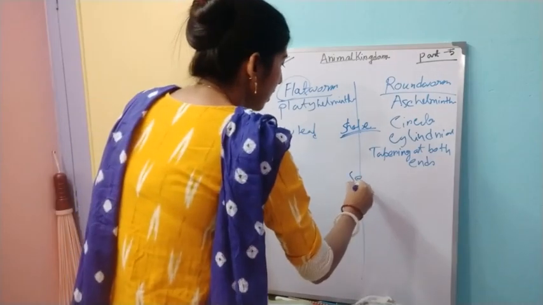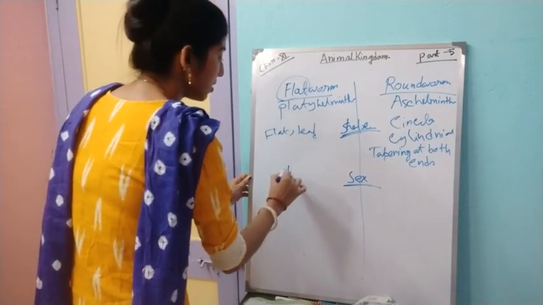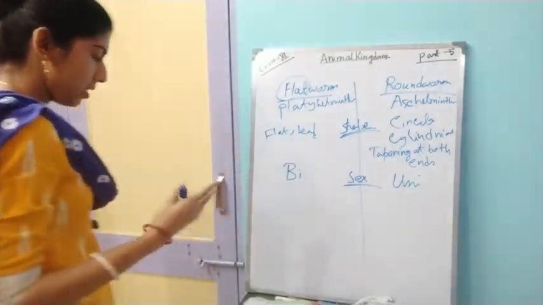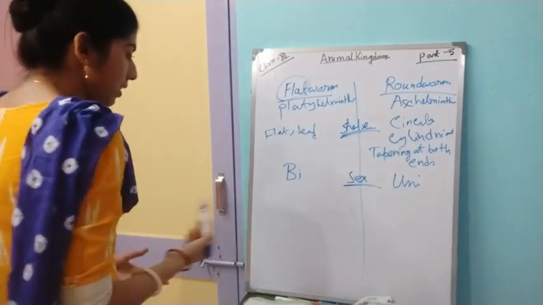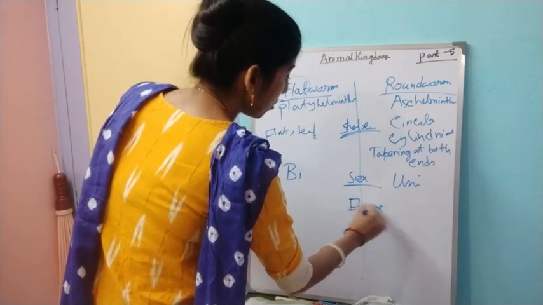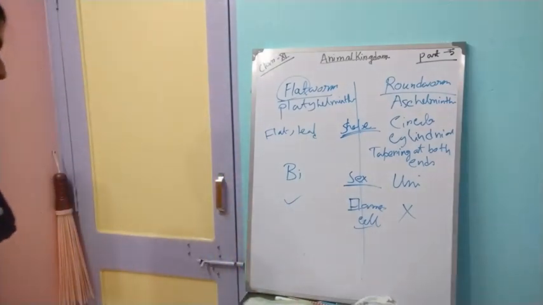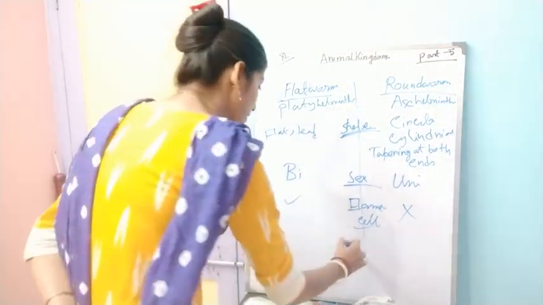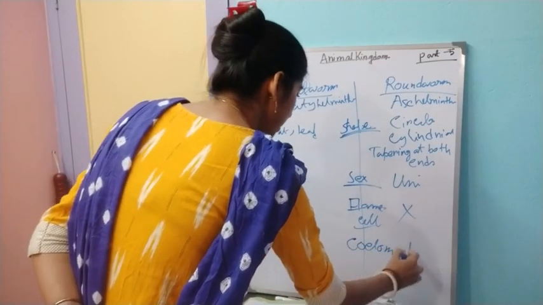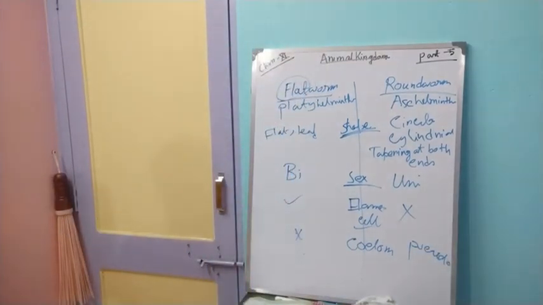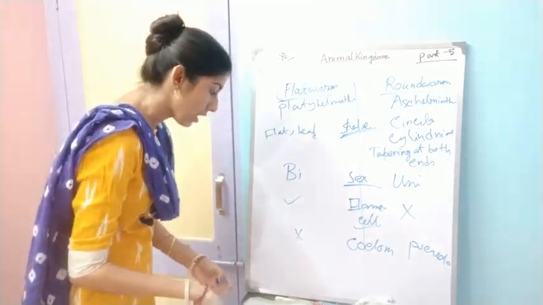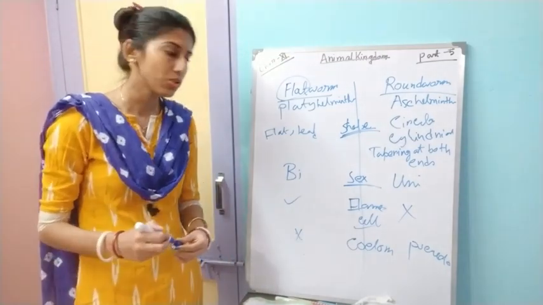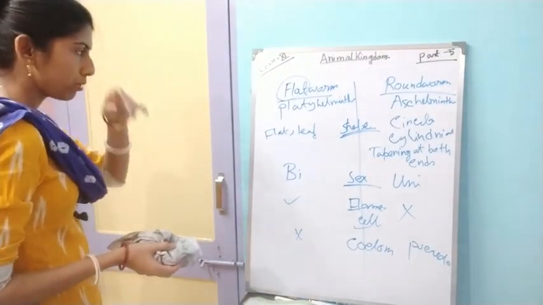Next, if I consider sex, flatworms are hermaphrodite, so I will say they are bisexual, and roundworms are unisexual. That means male and female reproductive organs are present in different organisms. And the flame cell, you know what a flame cell is? It is present in flatworms but absent in roundworms. Now, considering the coelom, you can see the difference: in roundworms the coelom is absent and it is a pseudocoelom. Or if I consider the alimentary canal, in flatworms it is incomplete or absent, but in roundworms the alimentary canal is complete. So these are some properties by which we can differentiate between flatworm and roundworm.